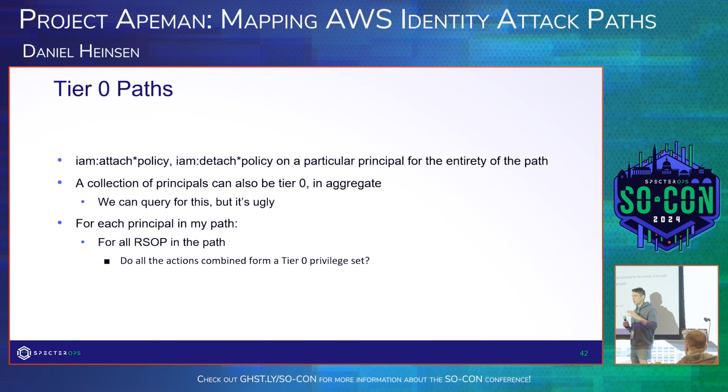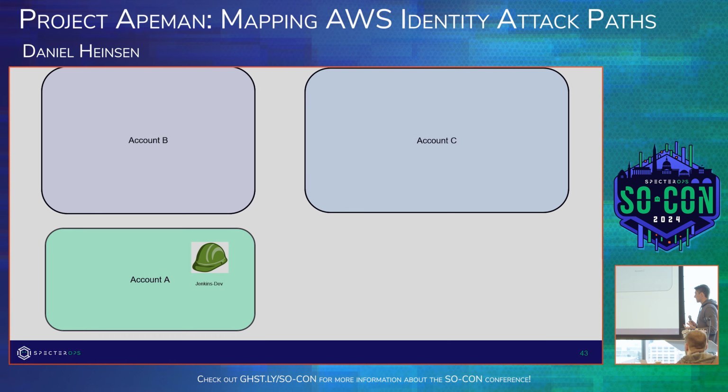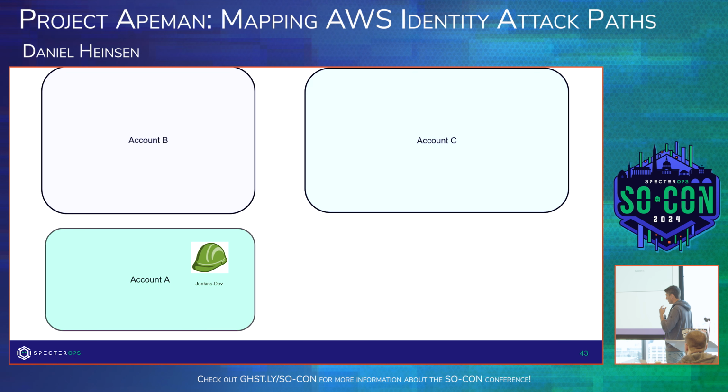So maybe one principal of this path can do part of the tier 0 escalation, and another principal can do part of it, and another principal can do part of it. And in aggregate, they can be tier 0, which I think is a really fun and difficult problem to solve, right? And we can do it manually, and I know that we can solve this with Cypher, but we want to do it in a way that's performant.